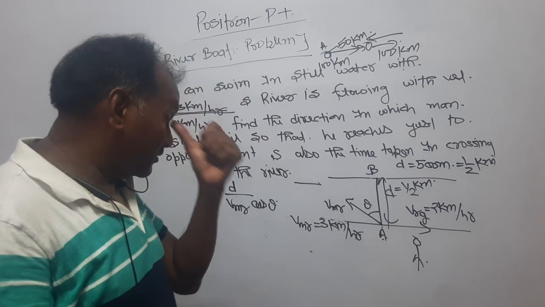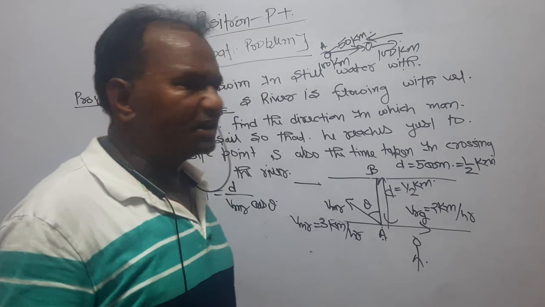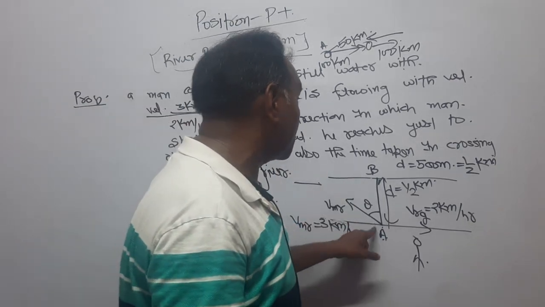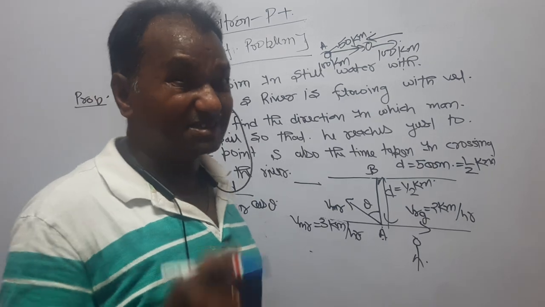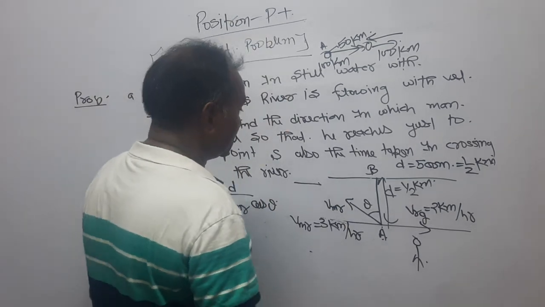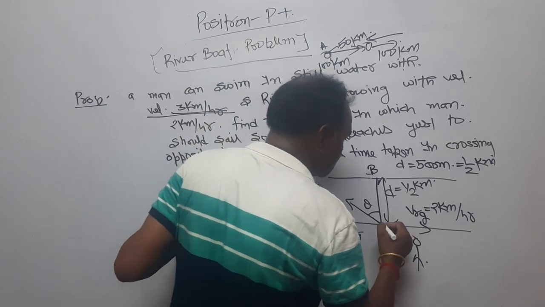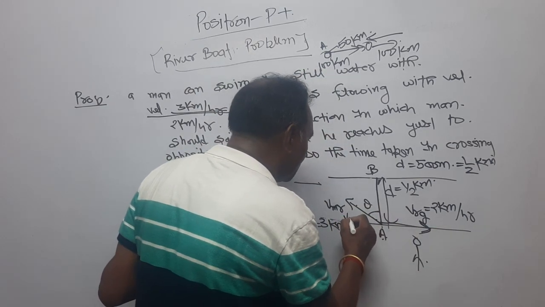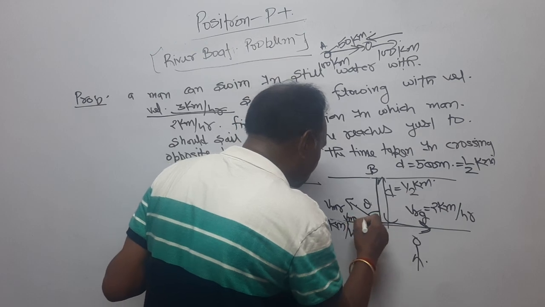Now you simply can apply the basic condition. When you have to reach from A to B, exactly opposite, what will you apply? Now look here, the river is flowing in this way, and its horizontal component will be VMR sine theta.